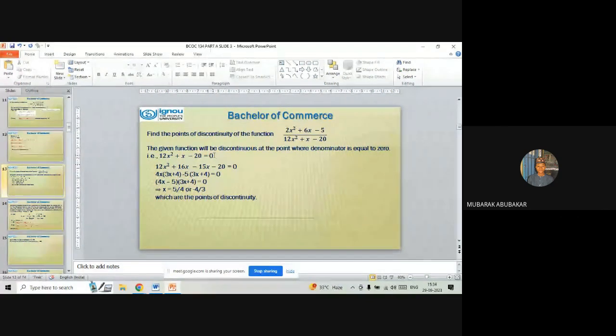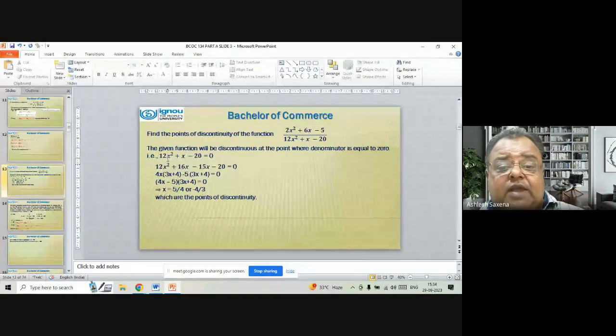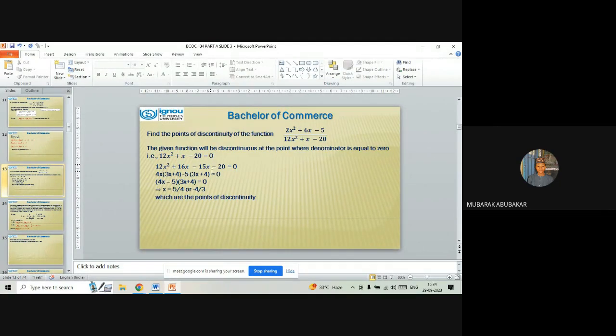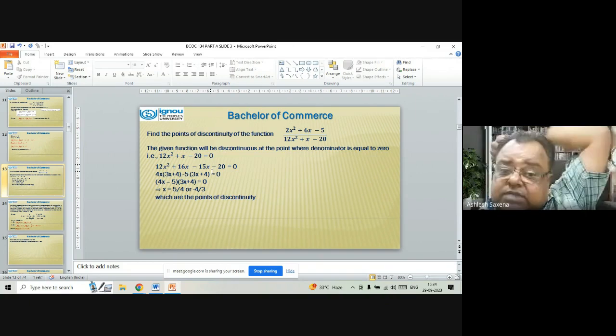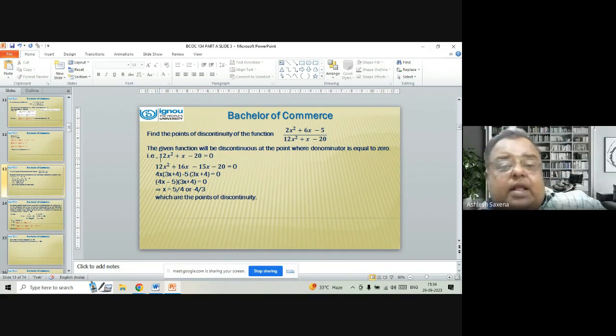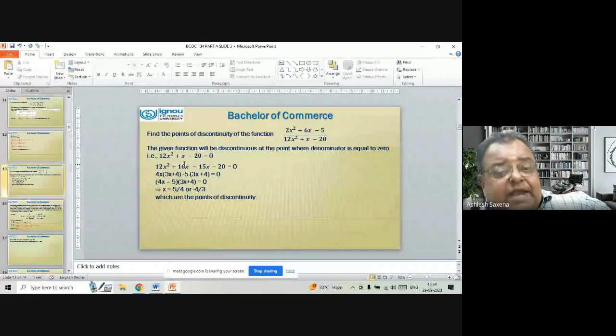That means what we will be doing, we will be putting 12x squared plus x minus 20 equal to 0. This is a quadratic function, we have to split the middle term. Now the question arises how this middle term will be split. We have to multiply this 12 by 20. Forget about the signs. We get 240. And we have to split this 240 in the form of two numbers which, when we subtract or add, give us 1.